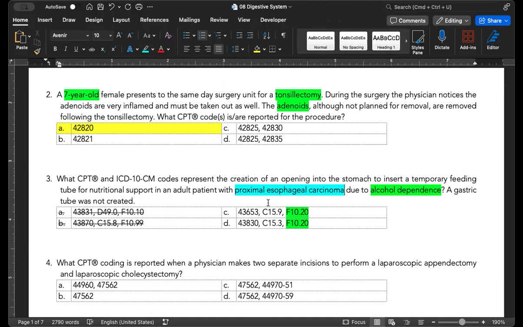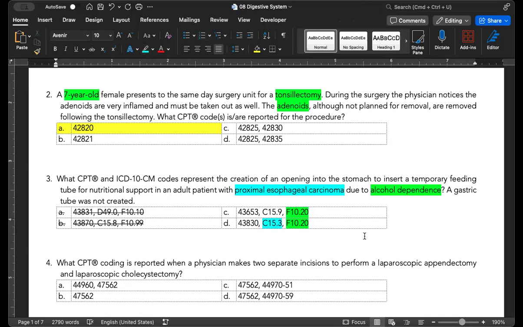So proximal then, Tiffany, is really considered upper third in a sense? Yep. If we think about the medical terminology for proximal, proximal means that it's closest to the point of attachment, right? So if we're going from the beginning of the digestive system, which is the mouth, then it's going to be closest to the point of attachment. So that would make it the upper third. Any questions on that? Does that make sense to everybody?